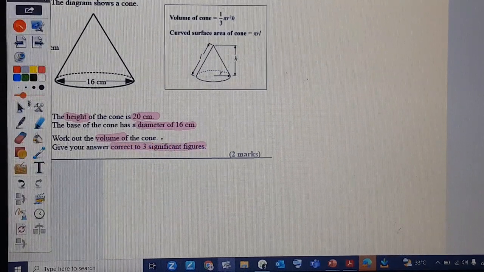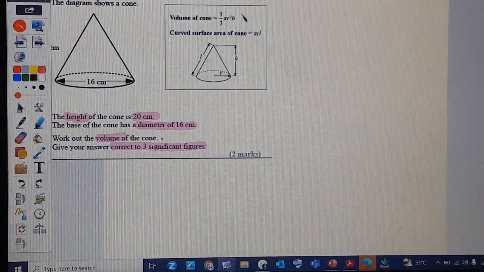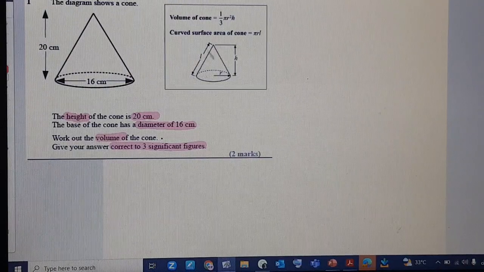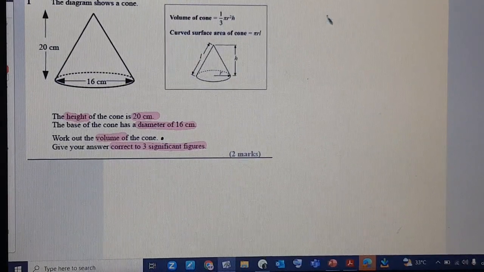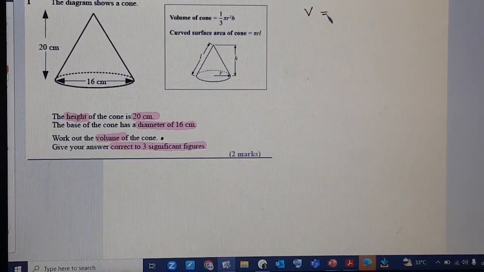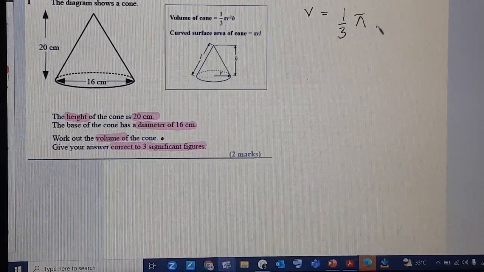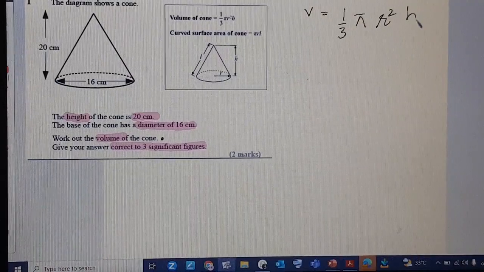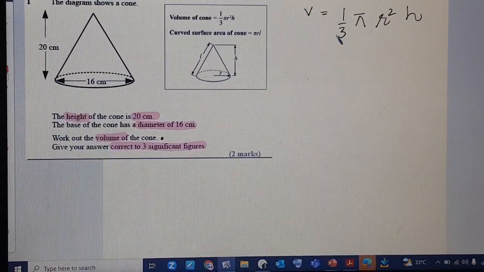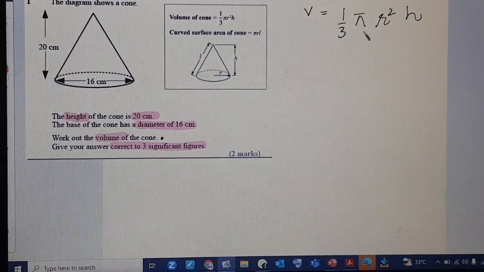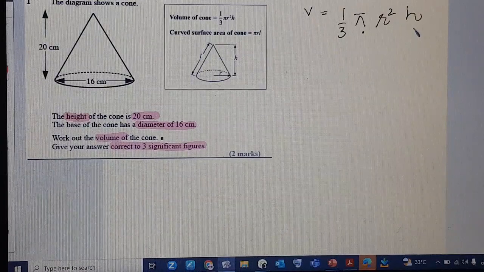All right, so first thing first, I will go to the formula and see what formula I have. Since I have to find out the volume of the cone, I'll be using volume is equal to 1 over 3 pi r square h. Now in this formula, you know that we have pi as a fixed value and height as a vertical height.